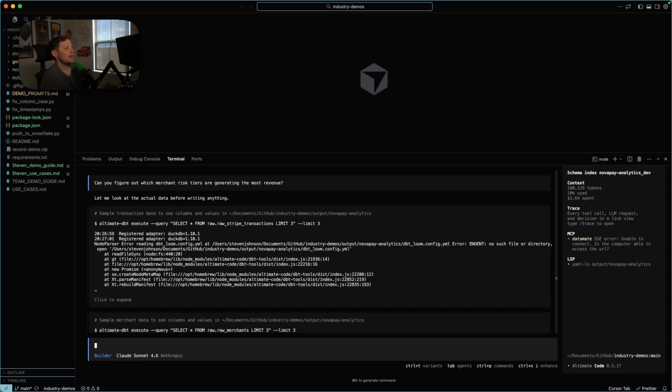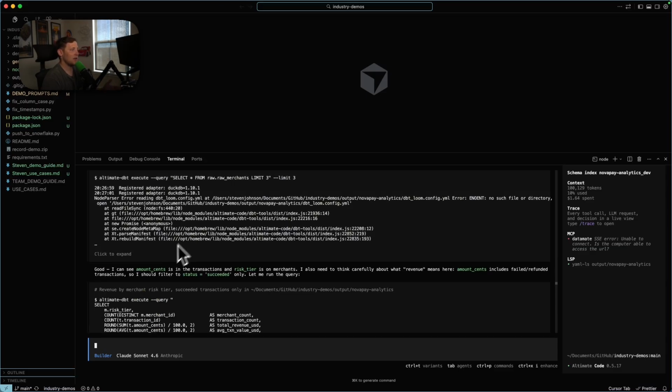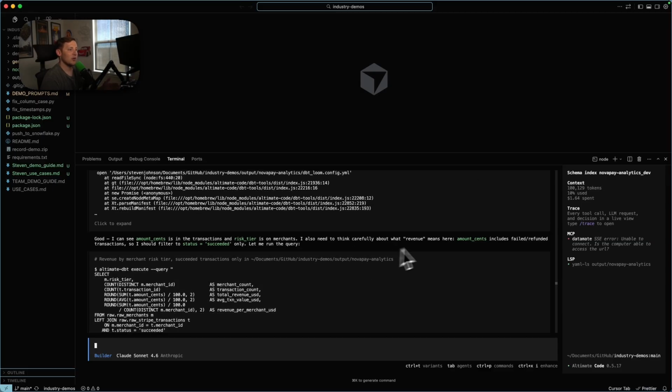All right, so jumping in here, it says, let me look at the actual data before writing anything. You can see it's sampling transaction data to see columns and values, and sampling merchant data. It says, good, I can see the amount sent in the transactions and risk tier in the merchants. It's thinking about what revenue actually means here, whether it's the amounts sent, and it should also filter on the status that succeeded, so it's not giving you the money amounts that failed, which is good for your revenue, right?